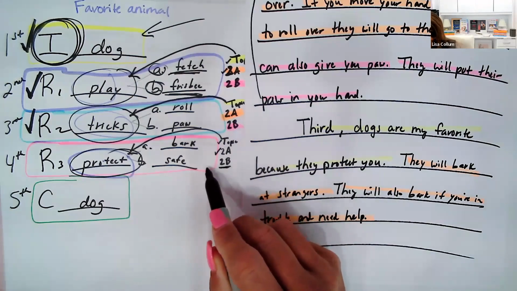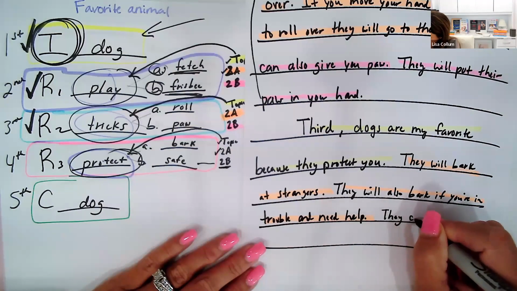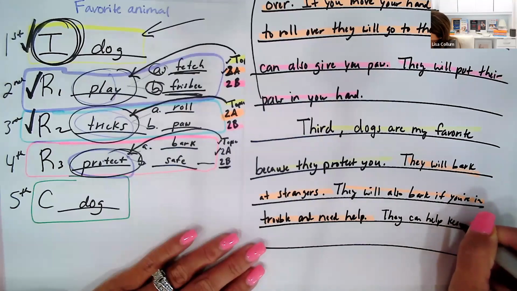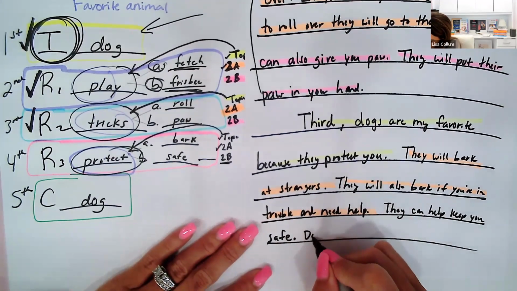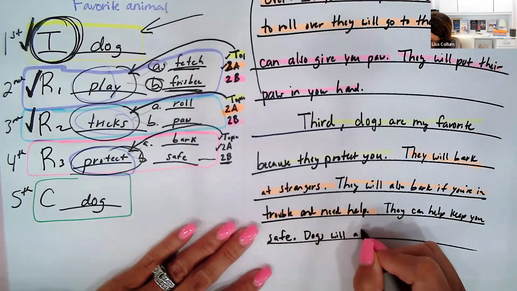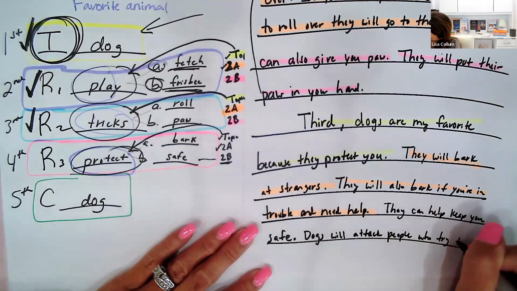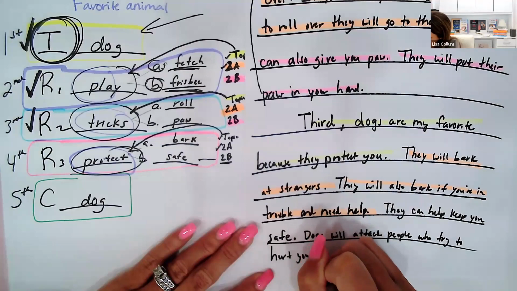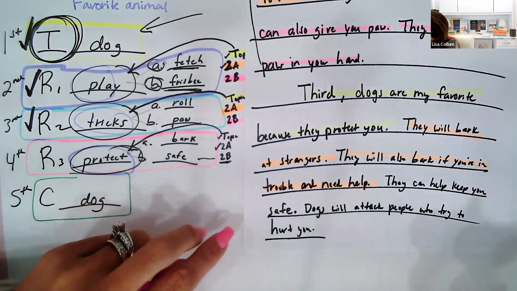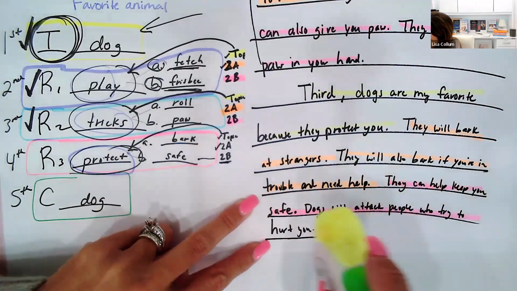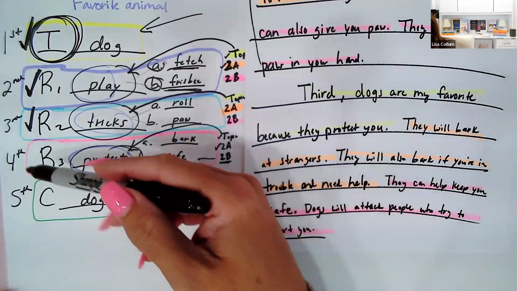Next, I have 2B, which is they'll keep you safe. I'm going to write two about B. So I'm going to say they can help keep you safe, period. Dogs will attack people who try to hurt you. Done. Okay, so now I'm going to highlight my 2B sentences in pink. They can keep you safe. Dogs will attack people who try to hurt you. And guess what? I'm done with my R3. I'm going to come right over here to R3 and put a big old check.